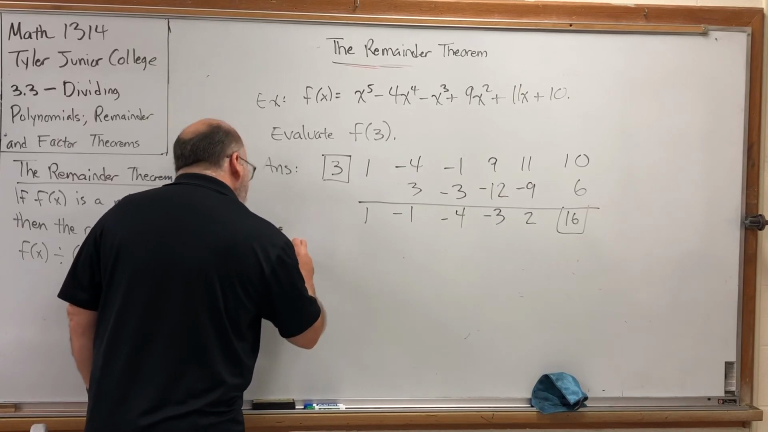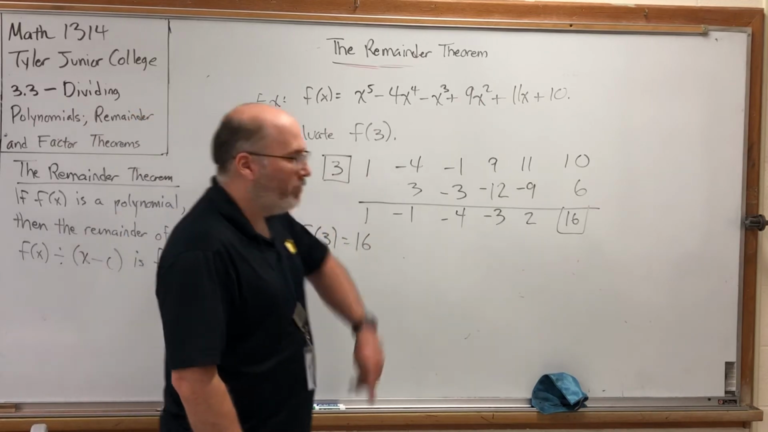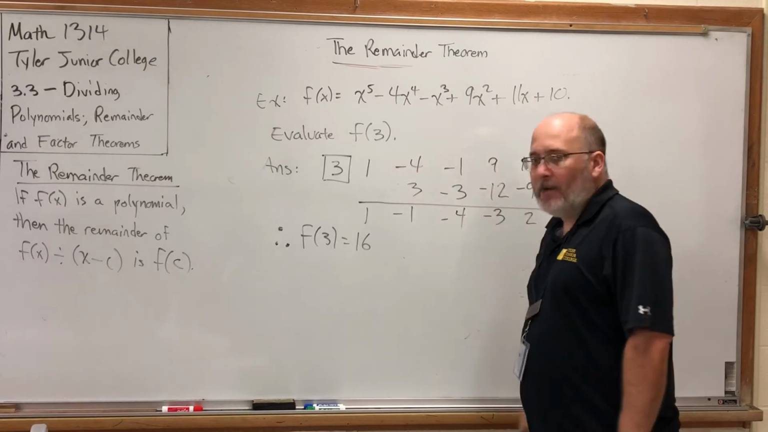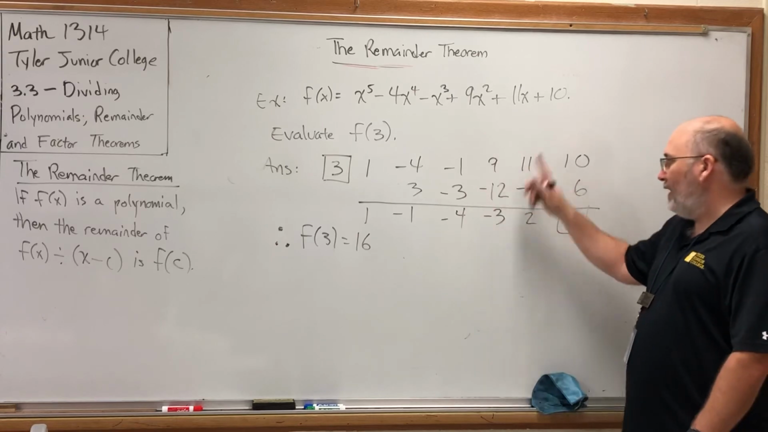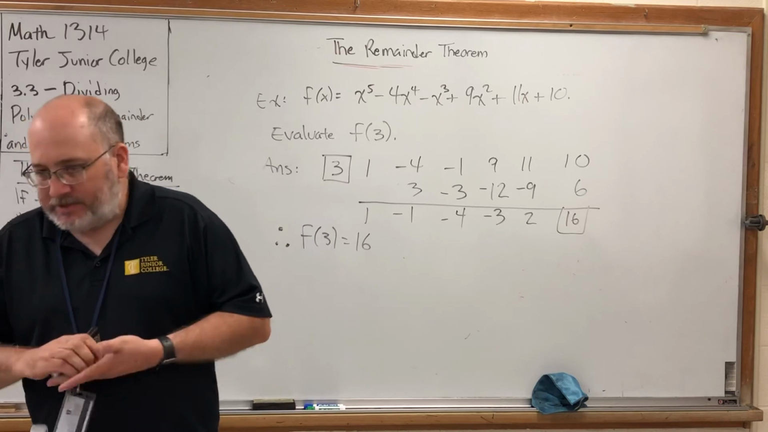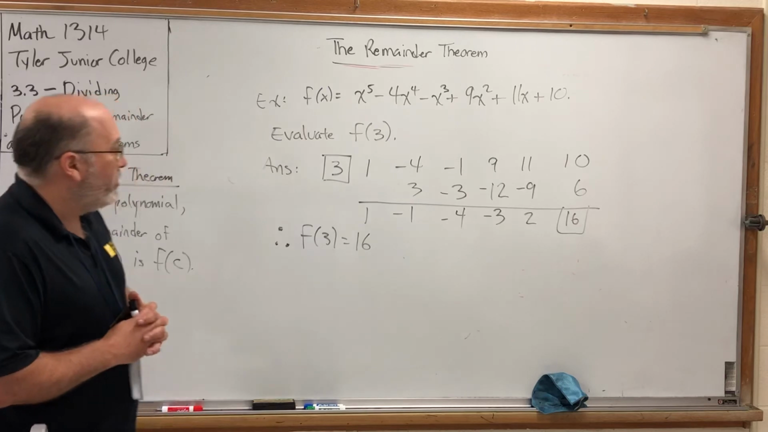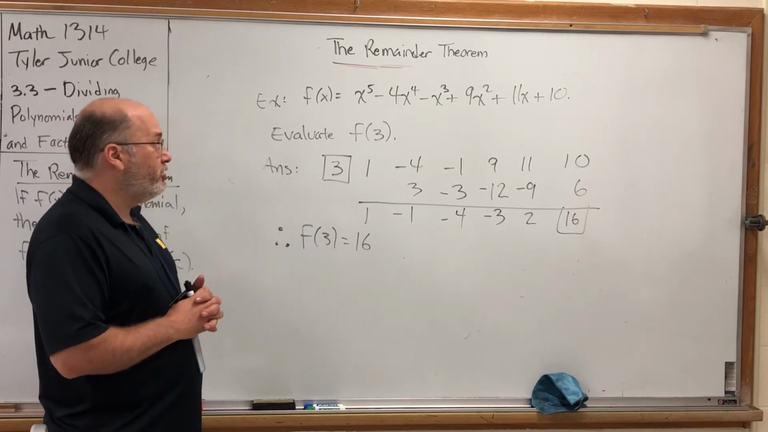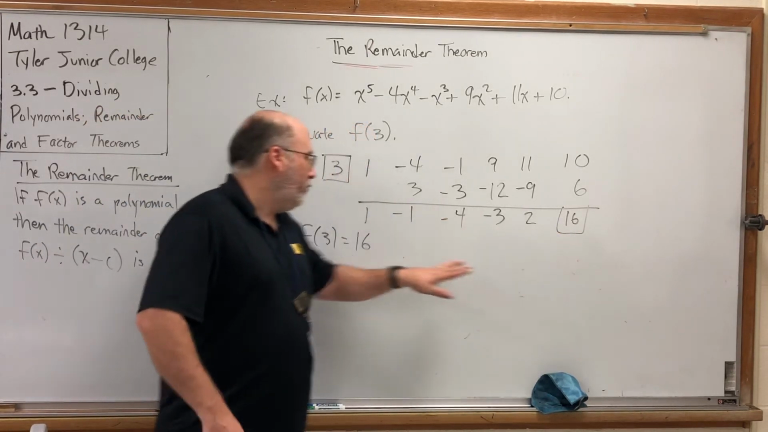Therefore, f of 3 is equal to 16. Is that the same answer we would get if we substituted 3? Yep, except I didn't need to worry about 3 to the 5th power, or 3 to the 4th power, or 3 to any power. I just had to add, multiply, add, multiply, add, multiply until I got to the end. So think of the remainder theorem, and some people call it synthetic substitution instead of synthetic division. We are synthetically substituting 3 into the function by instead running it through synthetic division. The remainder will be the functional value.